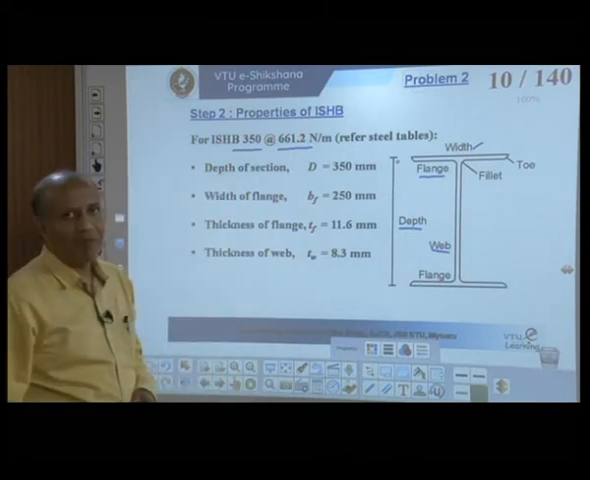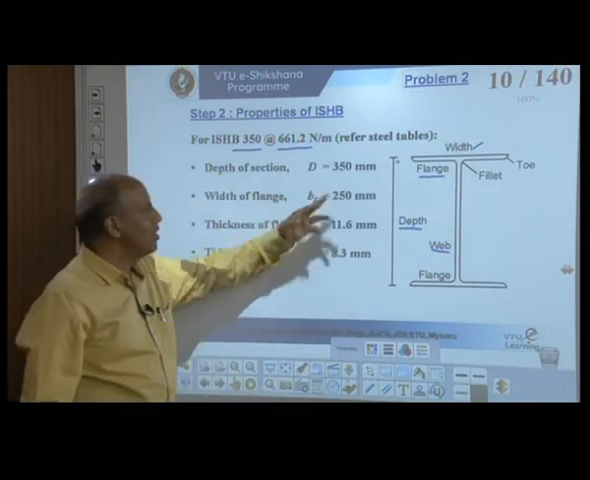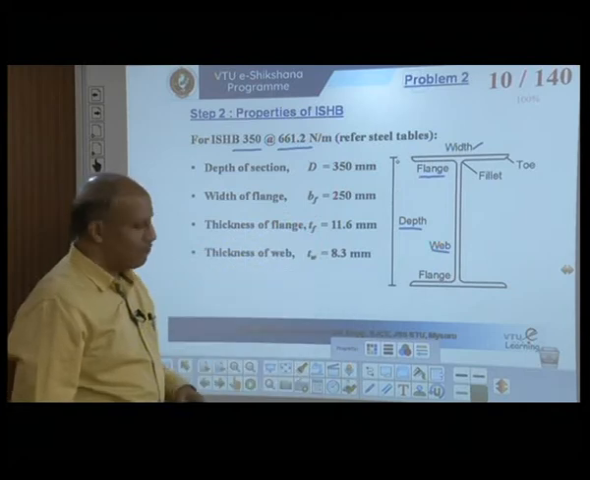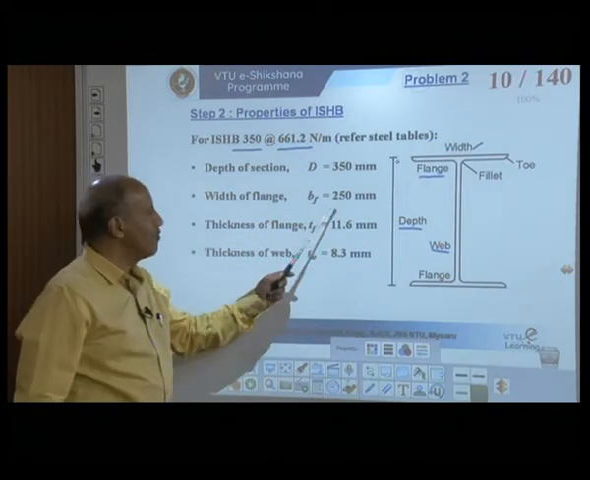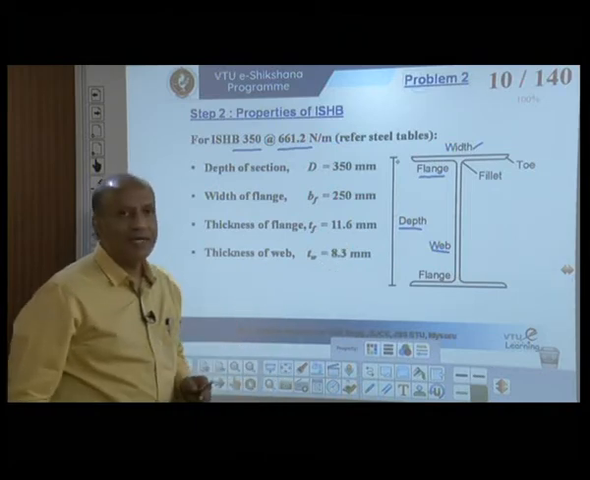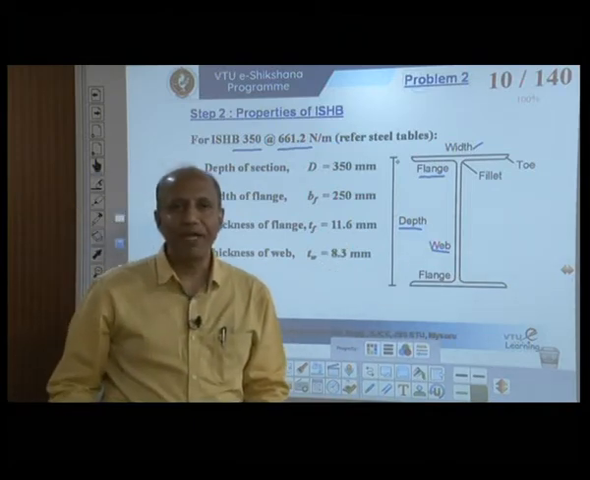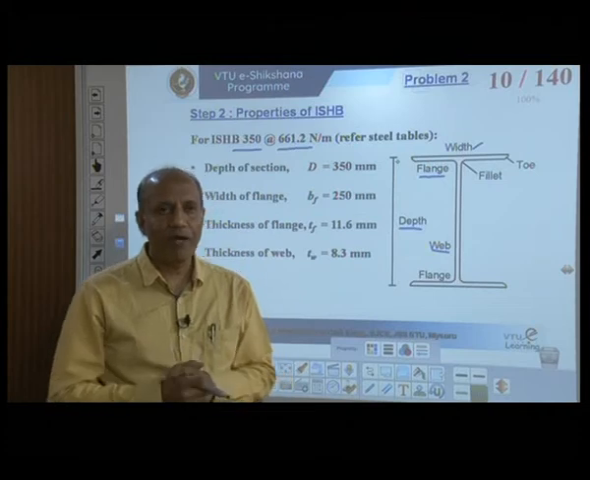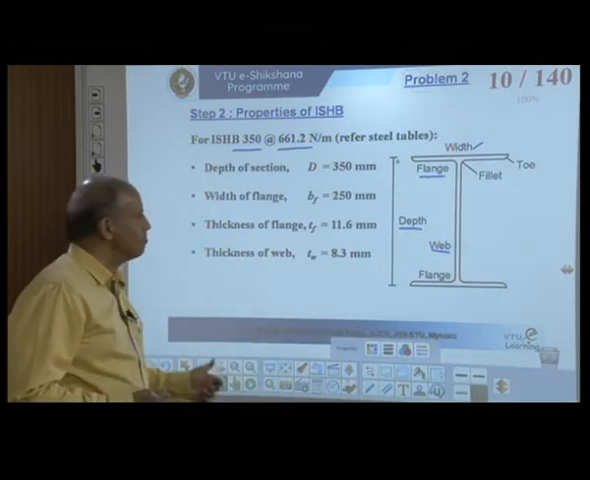All those things can be obtained, and this is what we have here. So depth is 350, and then the width is 250, the thickness of the flange is 11.6 mm, and the thickness of the web is 8.3 mm. So this can be obtained from the steel tables.